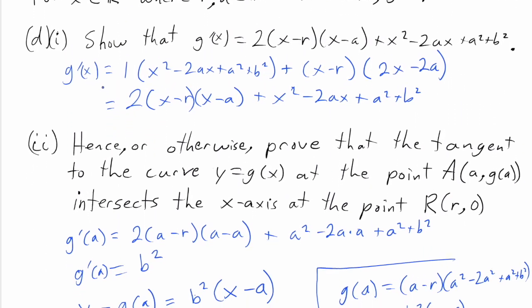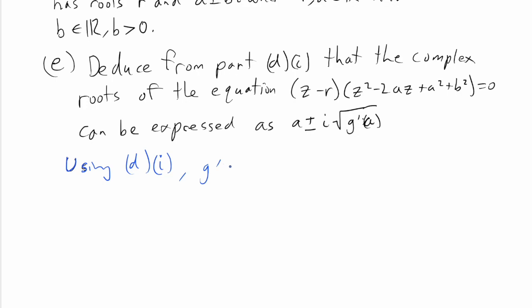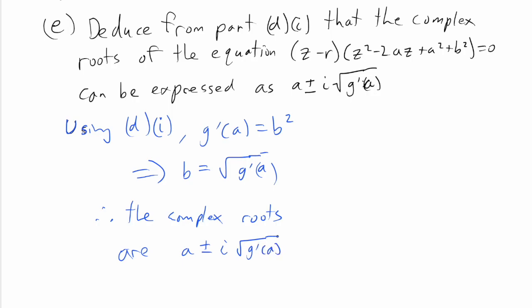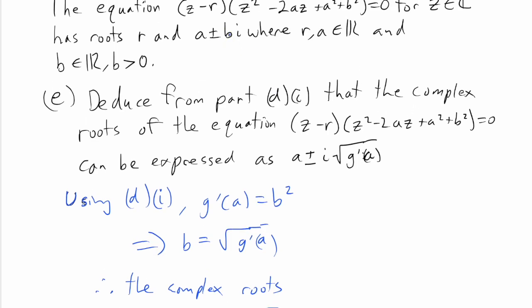Using that, and we actually did this before, we got g prime of a equals b squared. If we look back, g prime of a equals b squared. Okay, from that we can square root and we get b equals the square root of g prime of a. Therefore, the complex roots are a plus or minus i root g prime of a. Okay, just substituting your value of b into this part right here.